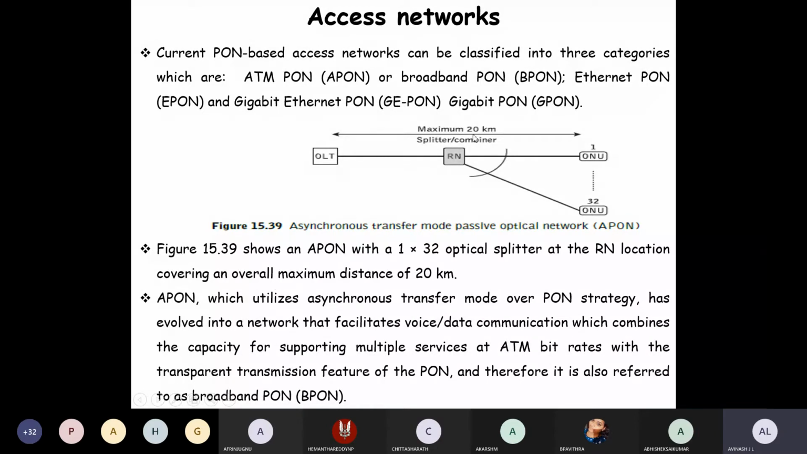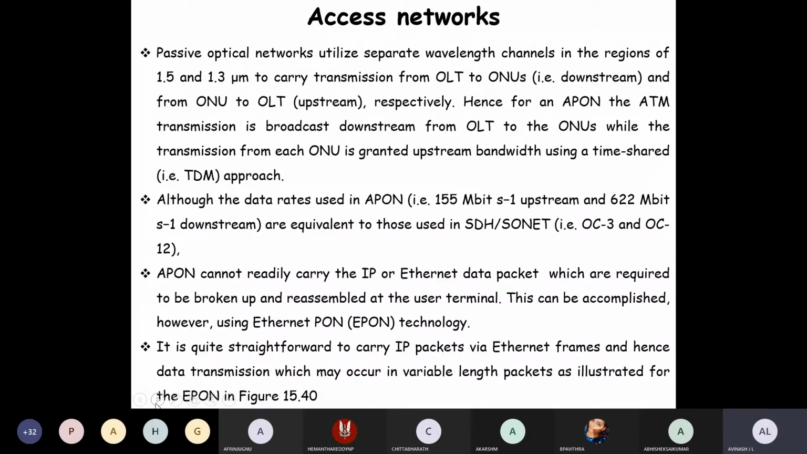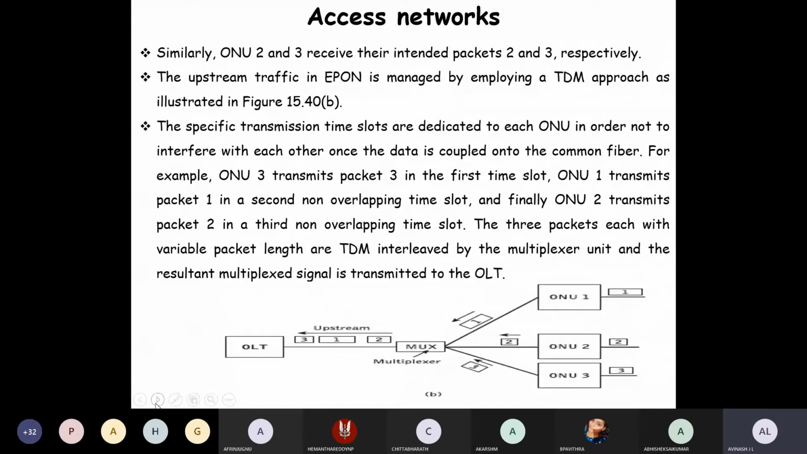So you can see that a maximum of 20 kilometers, with a splitter or combiner, can be used. Okay, so all those things are shown here. After that, we can see that there are some access network streams. These are all very simple diagrams, not so important. The only thing you need to learn is to remember the diagram. If you remember the diagram, just write the explanation on your own. That is enough.